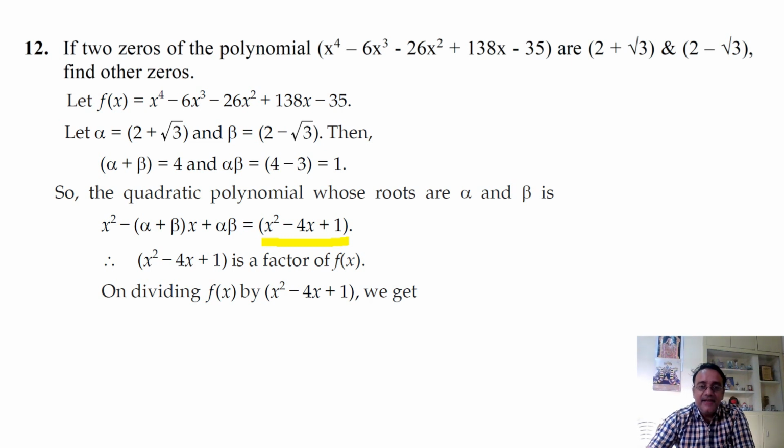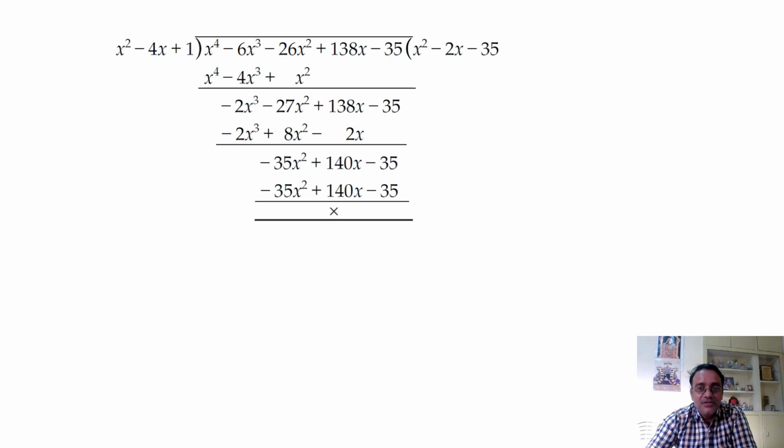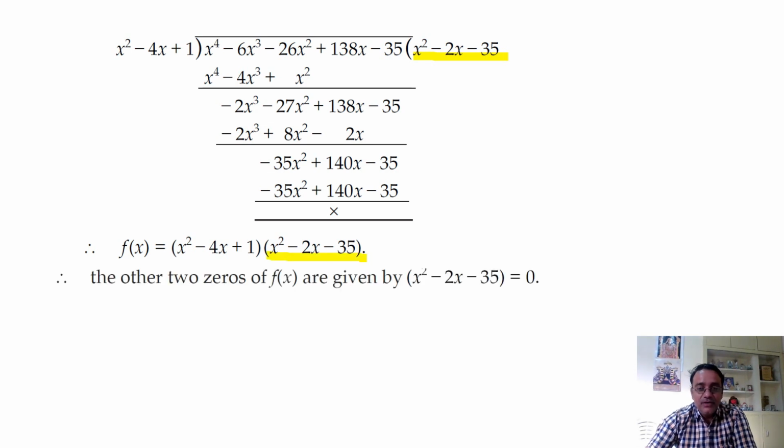Now on dividing f of x by x square minus 4x plus 1 we get. So now we are going to divide. After dividing we got this. So this is the quotient and we'll get the remainder. So that means f of x is equal to x square minus 4x plus 1 into x square minus 2x minus 35. So now we will find the zeros of this quotient. We'll find the zeros of this. So x square minus 2x minus 35 is equal to 0.